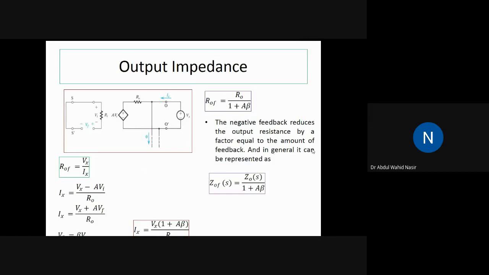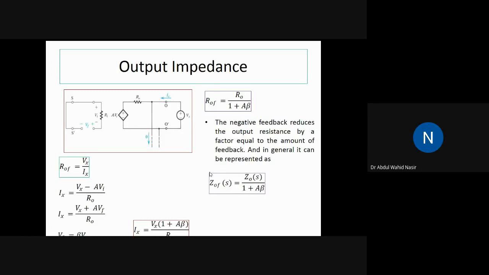And in general, it can be represented as ZOF. Instead of ROF, it can be a capacitive or any other passive component, so that impedance has been represented by Z. In a generalized manner, representing the R by Z, we can rewrite this equation as ZOF, the output impedance of a feedback system, equal to ZO divided by 1 plus A beta. So this is the general representation.